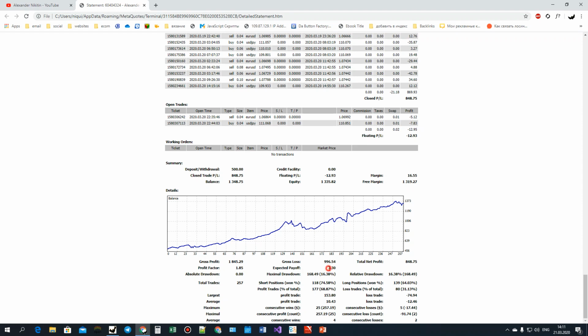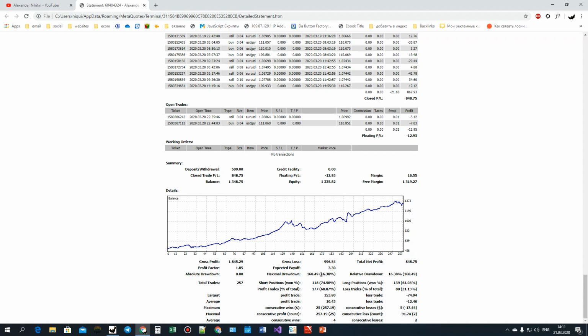Expected payoff is 3.3. This means that in each and every trade I am expected to generate 3.3 on average. Of course, on each and every trade, some trades will be losses, but some will be winners, and they will be greater than that. This is the average number.